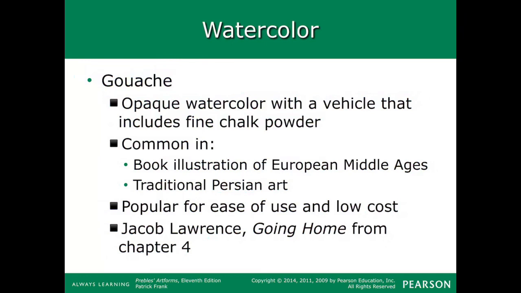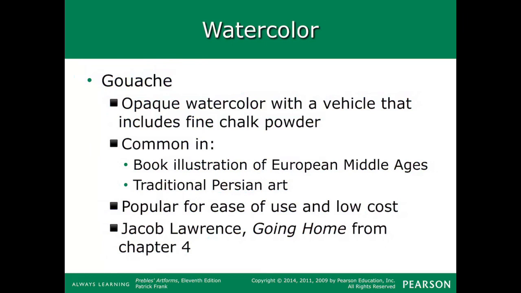Another type of watercolor is gouache. Gouache is a more opaque watercolor with a vehicle that includes fine chalk powder. So it is basically like watercolor, except there's a little bit of chalk in it. And because there's a little bit of that chalk powder, it makes the overall quality of the paint a little bit more opaque, less translucent. So you can make stronger areas of color as opposed to watercolor, which can be a little bit more translucent.